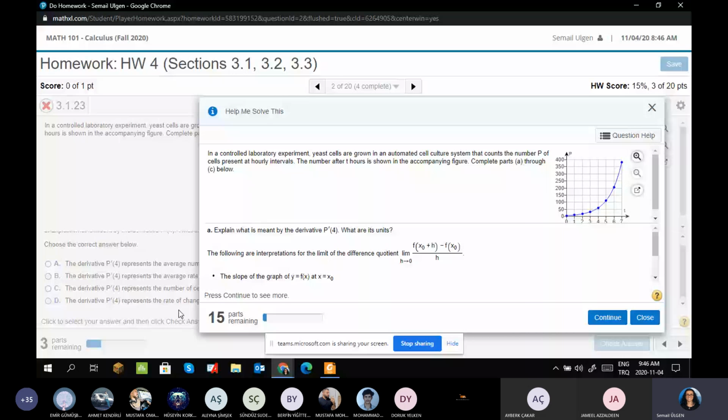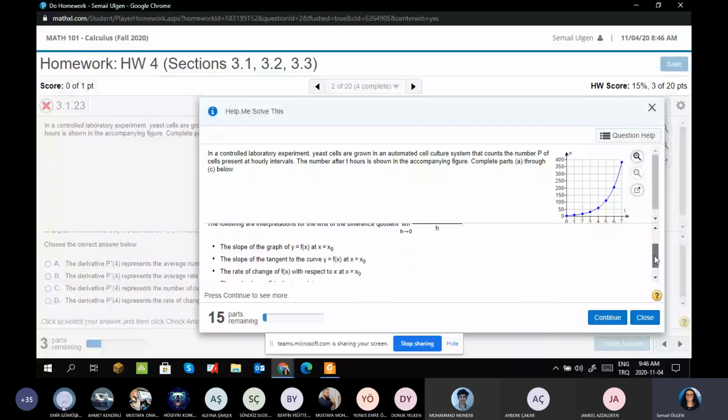Okay, so it says the following are interpretations for the limit of the difference quotient, which is the limit as h goes to 0 of f of x0 plus h minus f of x0, over h. And we know what the interpretations of this are. We just said that first of all, it's the slope of the graph of y equals f of x at x equals x naught. Another interpretation is the slope of the tangent to the curve y equals f of x at x equals x naught.